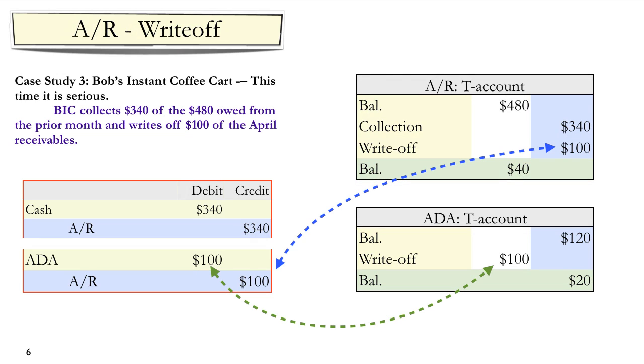Now, when a bad debt is written off, we have a debit to the allowance for doubtful accounts, so notice the debit here, and a credit to accounts receivable. When the allowance method is used, there's no expense recognized at the time of a write-off. Rather, the expense is recognized as an accrual.